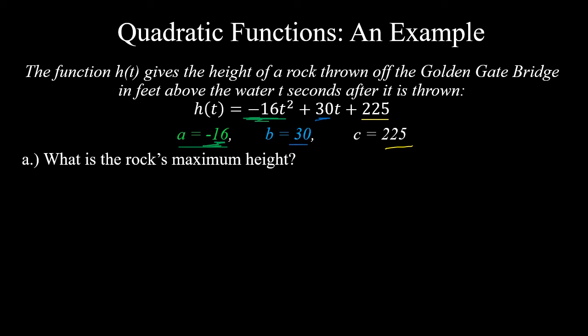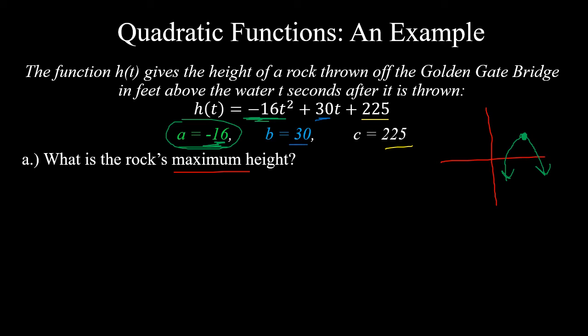What is the rock's maximum height? That word maximum should jump right out at you. We just talked about how parabolas either have a maximum or a minimum, right? That's the vertex, and that's the point where our parabola changes direction. And we know that this parabola is going to be concave down because our a is negative, right? Our a is negative 16. So that means that this parabola is going to be concave down, which means we have a maximum, at the topmost point.